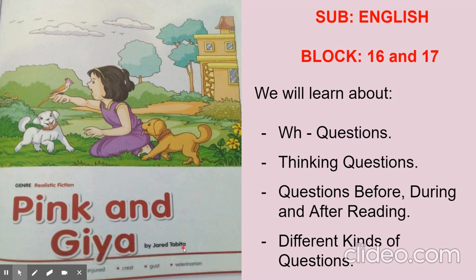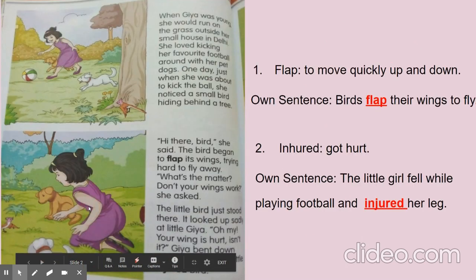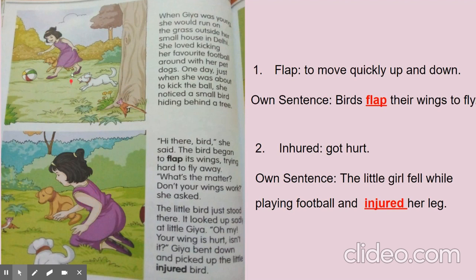You all open your content book, children, and open page number 102. Who is Pink and who is Giya? We will see in the story. If you see here, the girl is playing in the garden with her pet dogs and with a ball. And you can see a small bird behind the tree. Let's see what's happening in the story.